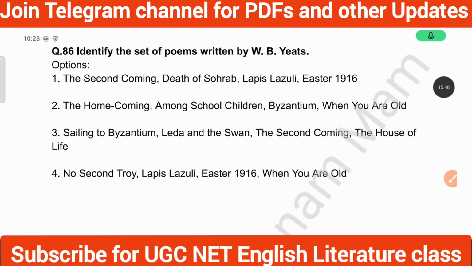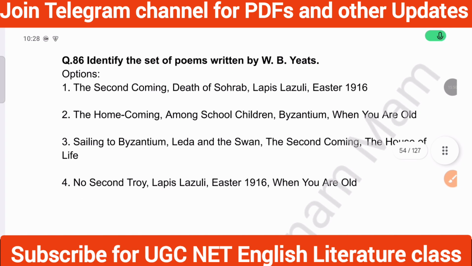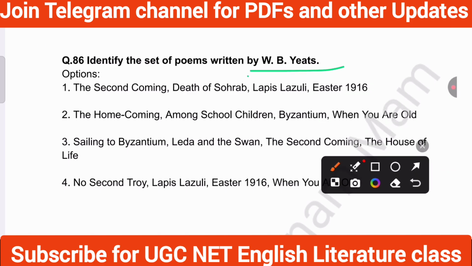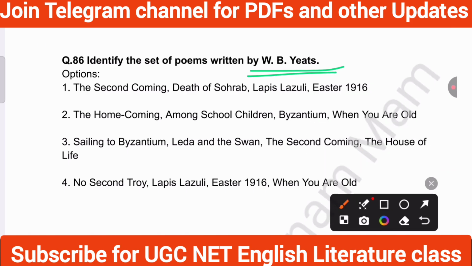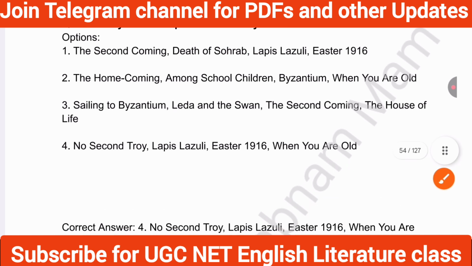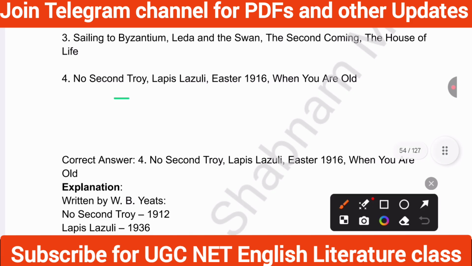So another question we have, in which we have to identify all the poems by W.B. Yeats, the modernist age poet. The Second Coming, Death of Sohrab, Lapis Lazuli, Easter, 1966. This is not by him. The Homecoming, Among School Children, Byzantium, When You Are Older. This is not by him. So Sailing to Byzantium, Leda and the Swan. The correct answer of the question was option 4, No Second Troy, Lapis Lazuli, Easter, 1916, and When You Are Older.